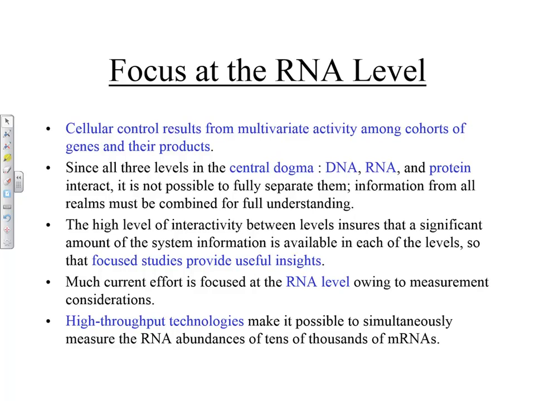High throughput technologies make it possible to simultaneously measure the RNA abundances, or the RNA activity, of tens of thousands of messenger RNAs at the same time. That's the power of the microarray, and in the media and all that, it is popularly referred to as the gene chip. Just like in integrated circuits, you have a VLSI chip, this is called a gene chip.